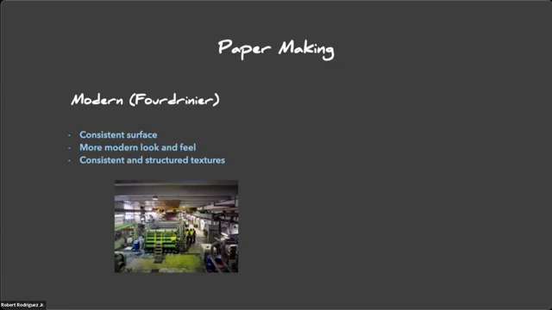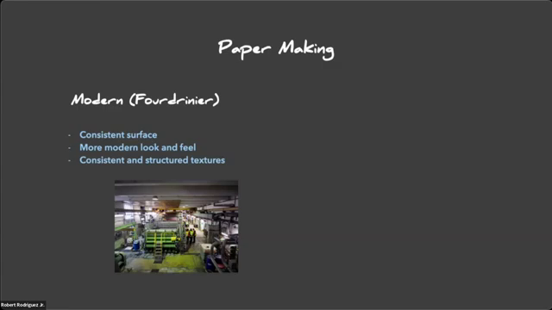One is a more modern machine, otherwise known as a Fourdrinier machine. And this machine, which is the one that Canson has at their headquarters in Annonay, France, gives you a more consistent surface. It looks more modern, meaning that it looks more like a photographic paper, very smooth, consistent, structured surface. And that is appealing to those who want a paper that, again, has a very consistent surface.